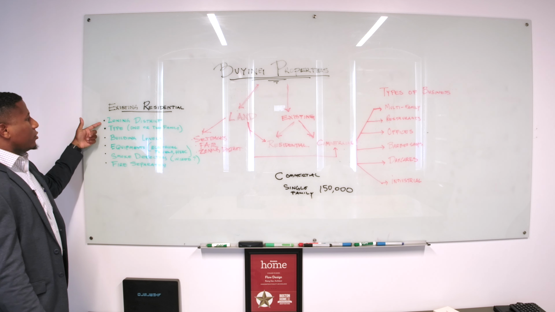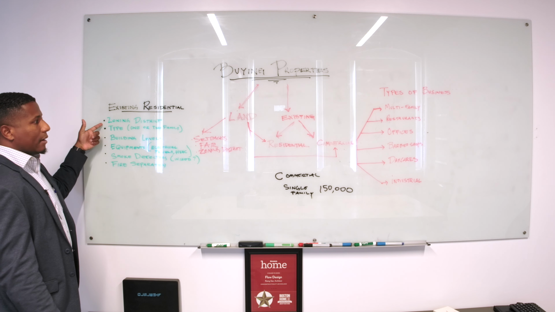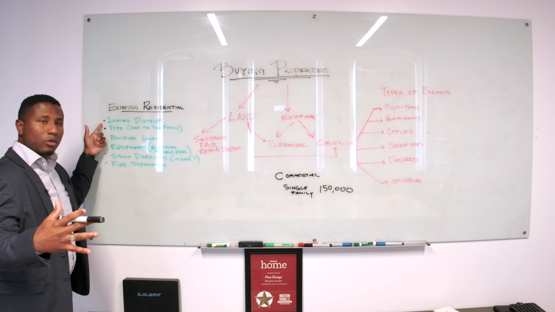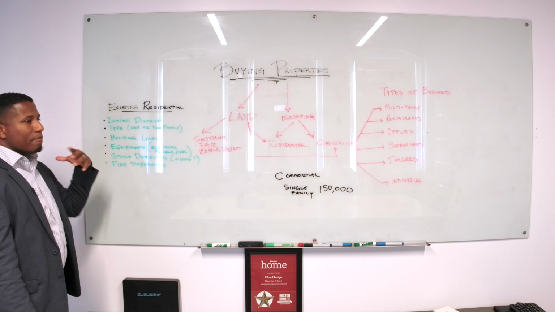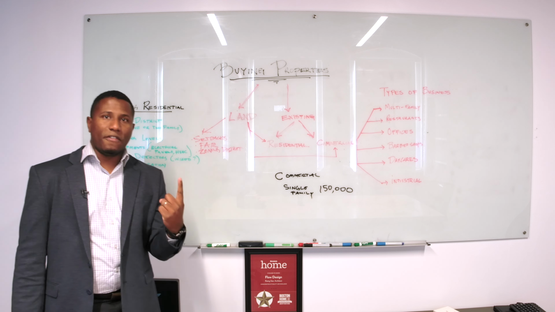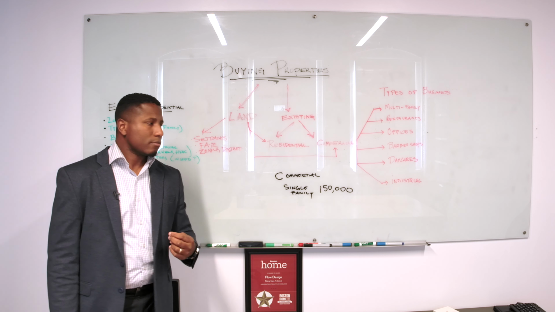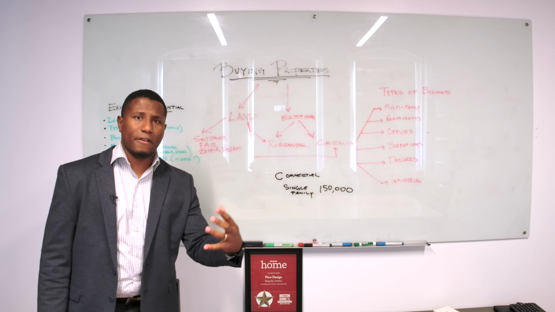So now that you understand the zoning district of the house that you're trying to develop, a major thing you need to understand is what type of building it is. Is it a single family? Is it a two family? Or is it a three family or multifamily?